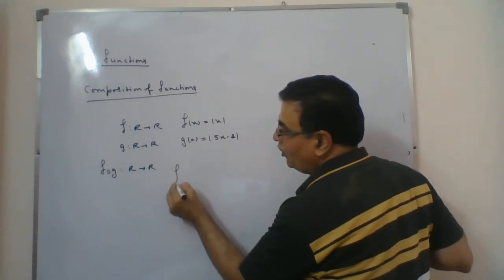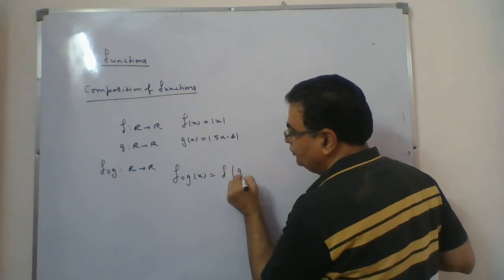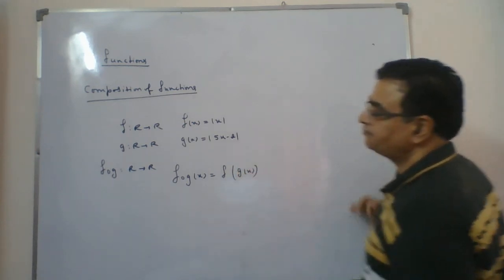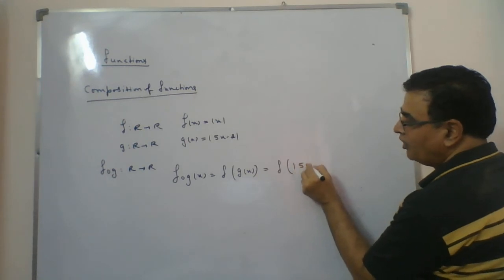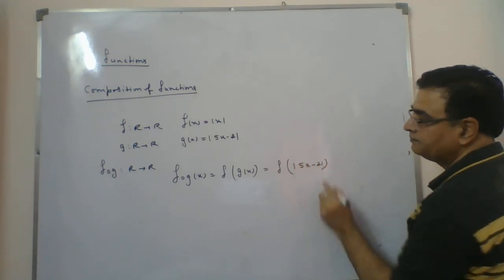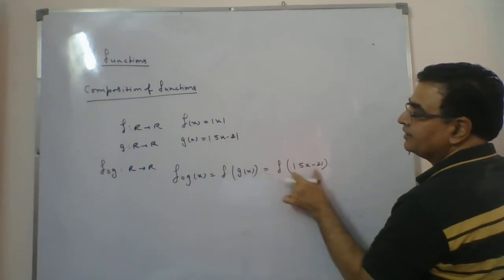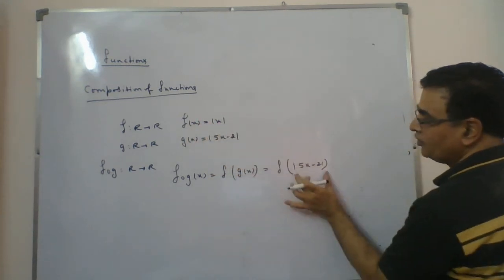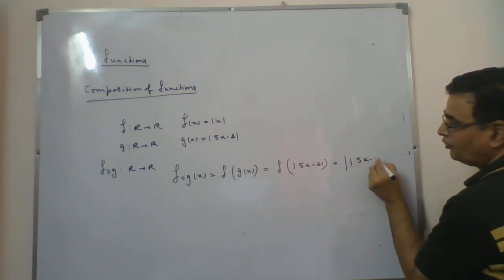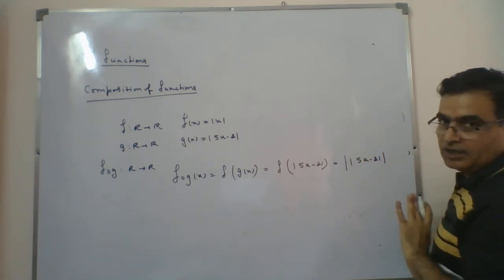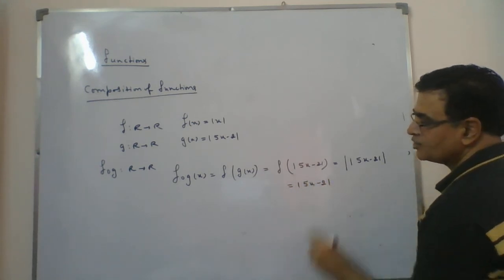And then we go for F composite G(x) will be F of G(x), or I should say F of modulus of 5x minus 2. G(x) is this, so I'll place it here. And f(x) is modulus of it. So what I should write is modulus of 5x minus 2. Double modulus has no meaning. We should write this as |5x minus 2|.